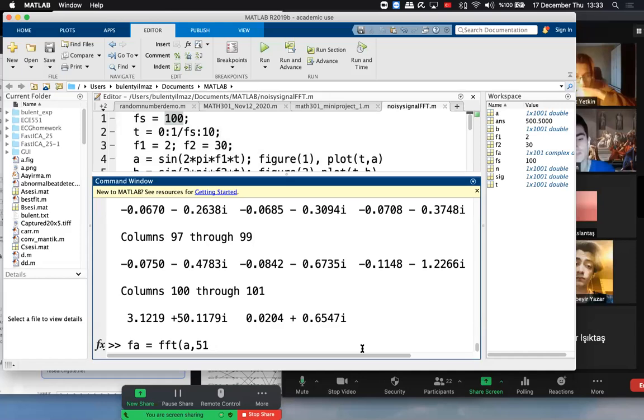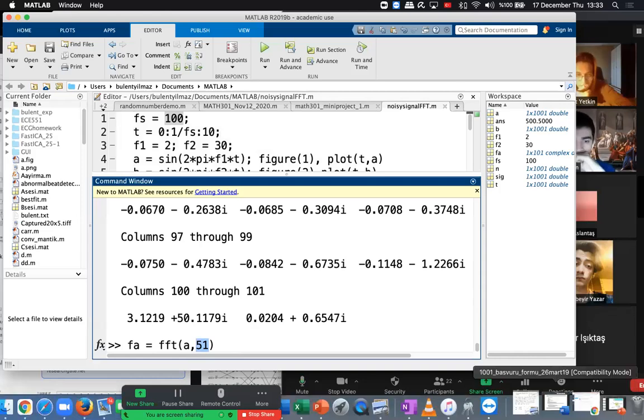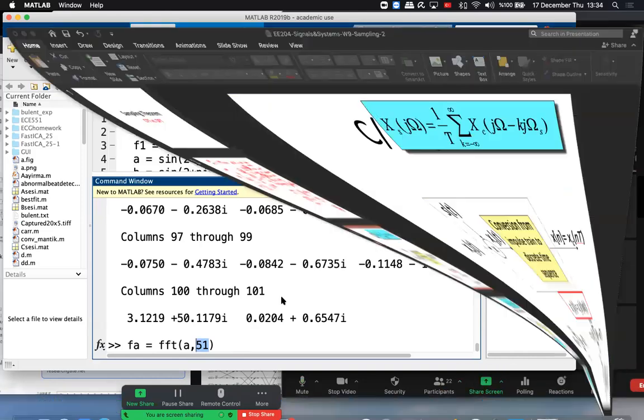What is my resolution if I calculate for a 100 hertz signal, if I calculate my coefficients at 51 points? 1 over 2, right? Is that correct? Or 1? Which one? 1 over 2 or 1? 1, right? Bakın tekrar dönelim slide PowerPoint'e.